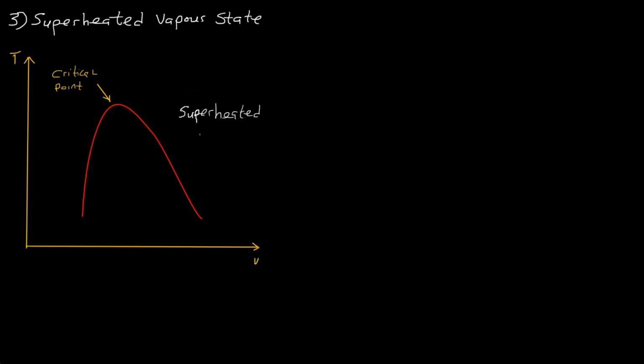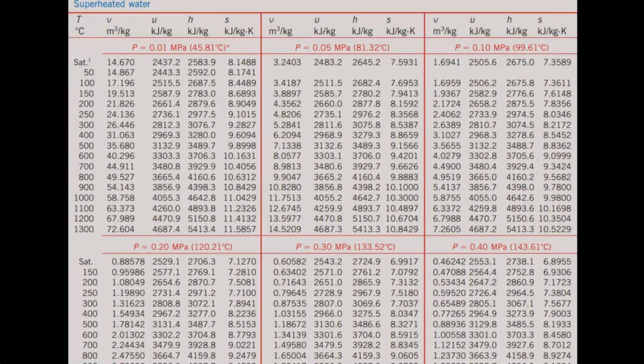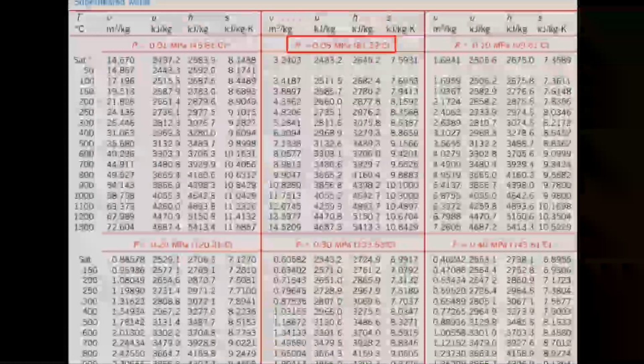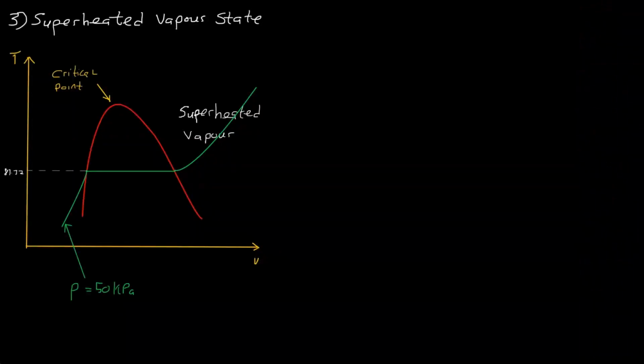Finally, we are going to use our steam tables to analyze steam in the superheated state. Our substance exists as a superheated vapor to the right of the saturated vapor line and at temperatures above the saturation temperature. The superheated water table shows the properties of superheated vapor for different temperatures at certain pressures. So here we have a pressure of 0.05 megapascals or 50 kilopascals. And beside it is the saturation temperature at this pressure, which is 81.32 degrees Celsius. This means water boils at 81.32 degrees Celsius at a pressure of 50 kilopascals.